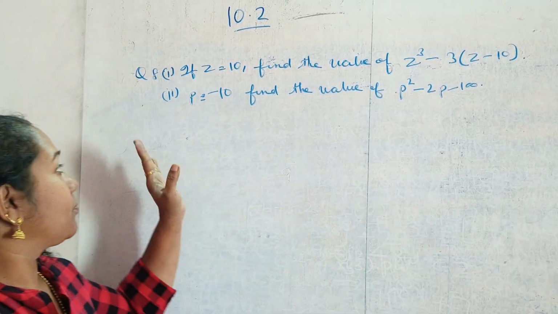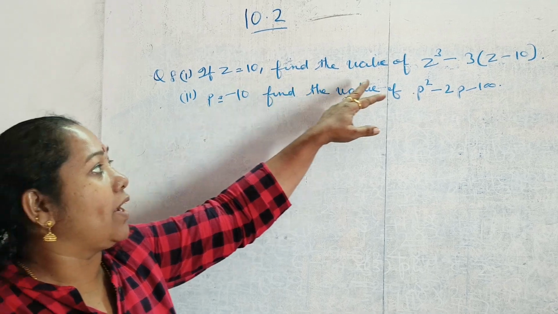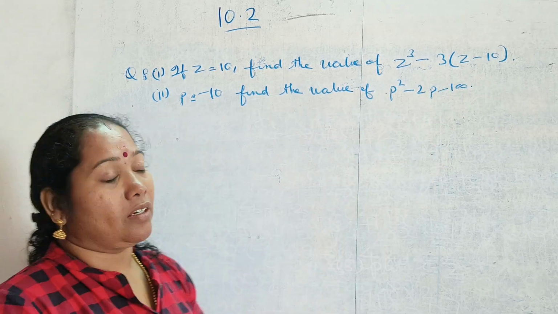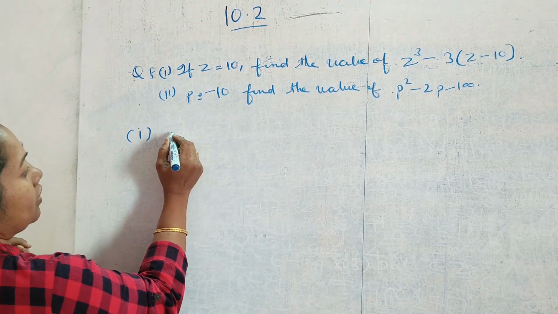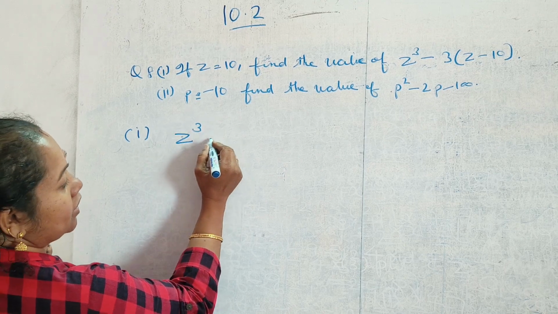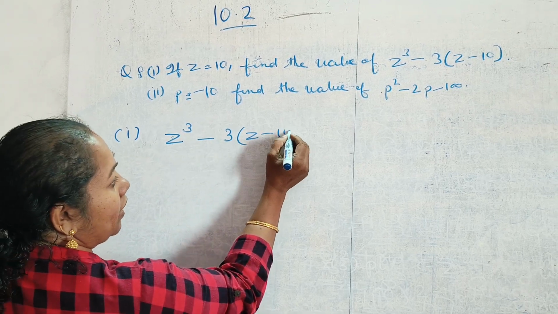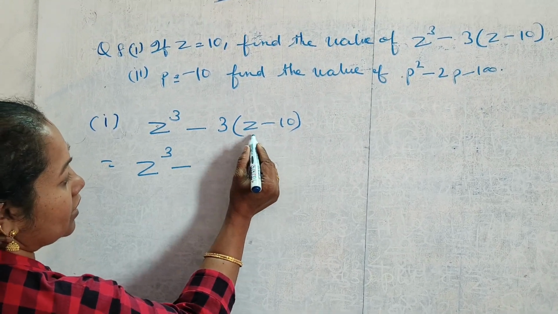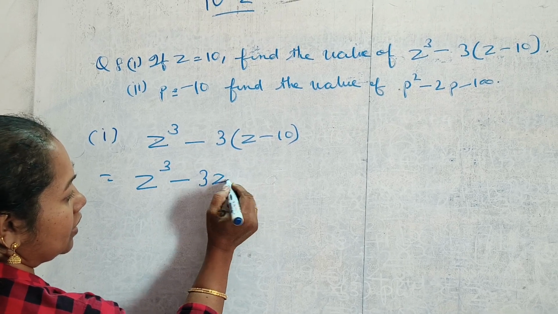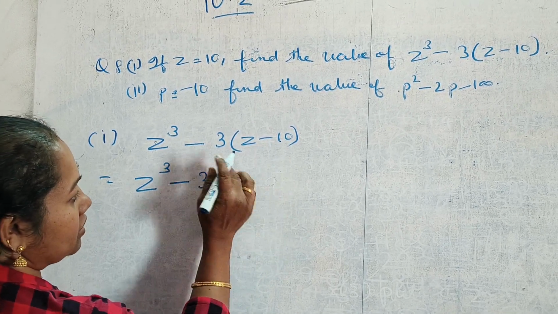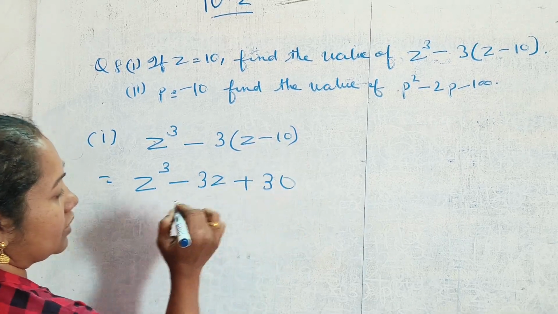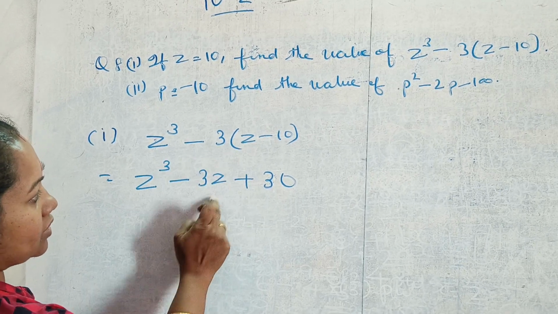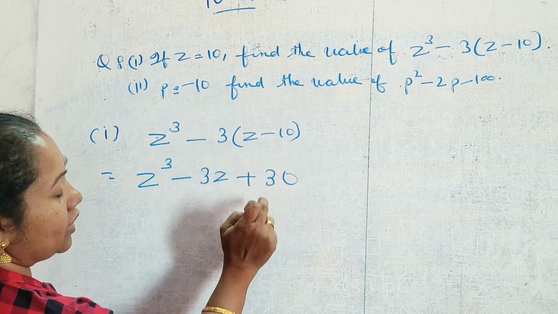Question number 8. If z is equal to 10, find the value of z cube minus 3 into bracket z minus 10. Let us write the expression z cube minus 3 into z minus 10 and simplify it. Z cube minus 3z, since 3 into z is 3z. Minus into minus is plus 3 multiplied by 10, that is 30. So we get z cube minus 3z plus 30.